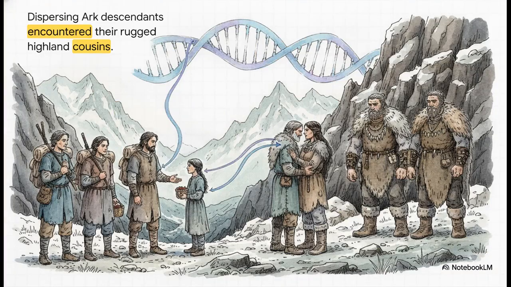And here is where it gets really fascinating. As Noah's descendants mapped their way outward in those concentric circles after the flood, they eventually walked right into these highland corridors. Mainstream science sees archaic DNA in modern humans as clear evidence of interbreeding with ancient ape-men. But the UTGH framework looks at that exact same genomic data and calls it a family reunion. The dispersing arc descendants simply encountered their highly adapted, rugged cousins, and they reintegrated.